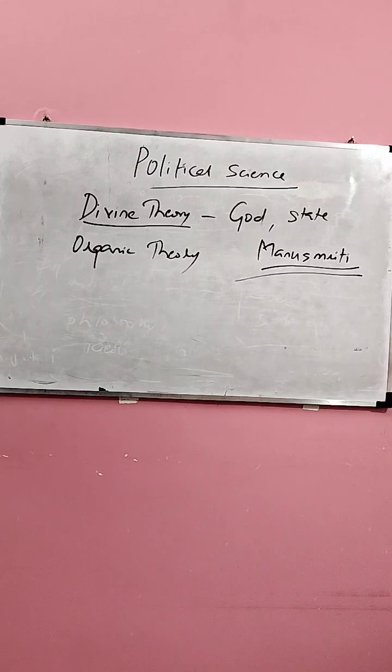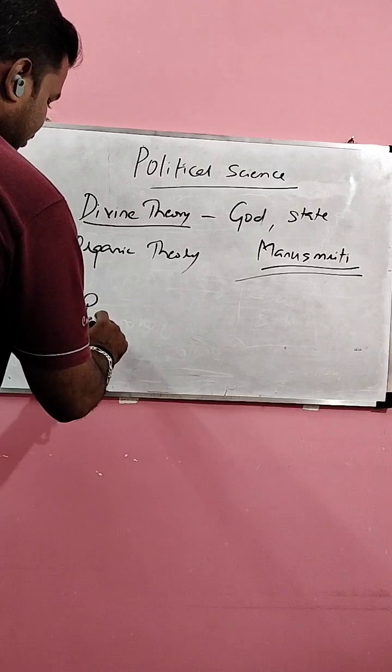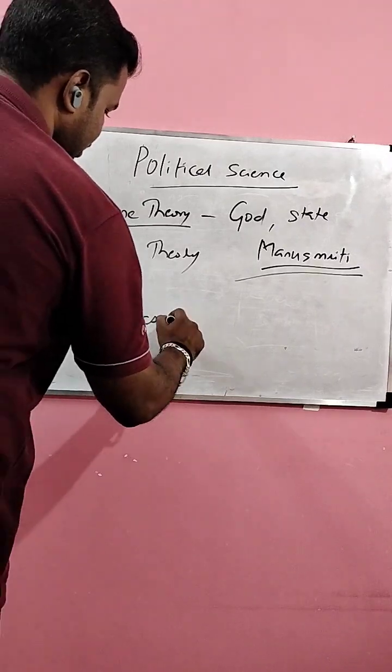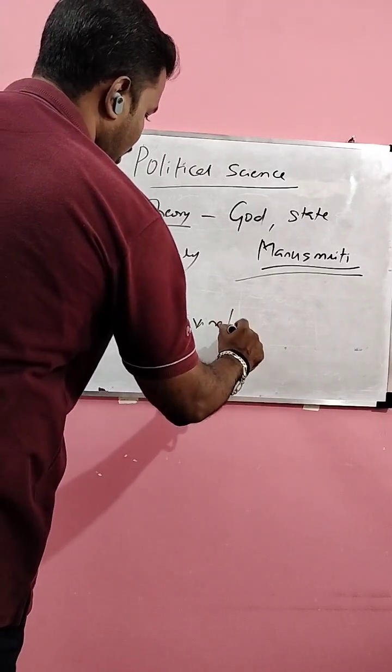Okay. So divine theory sees the ruler as divinely ordained to rule.